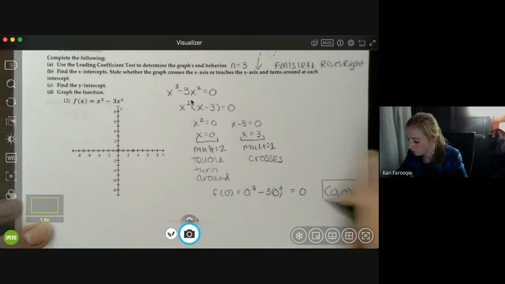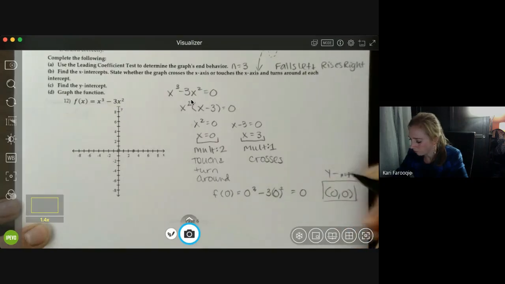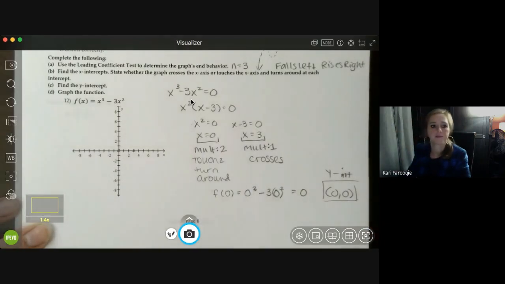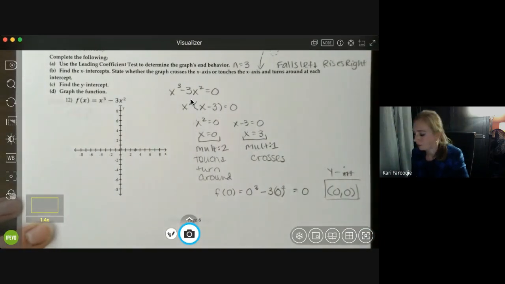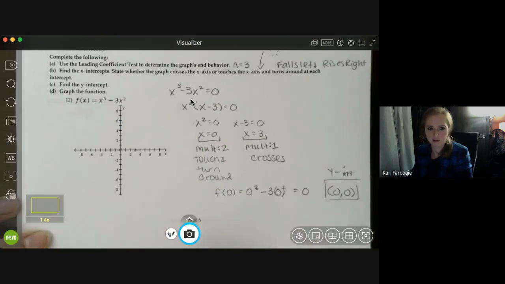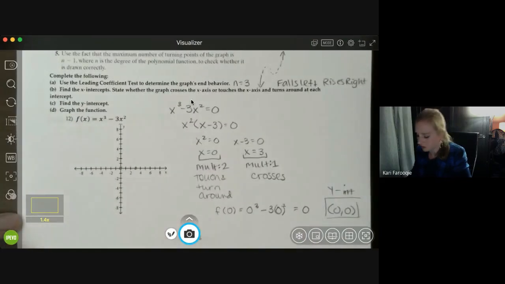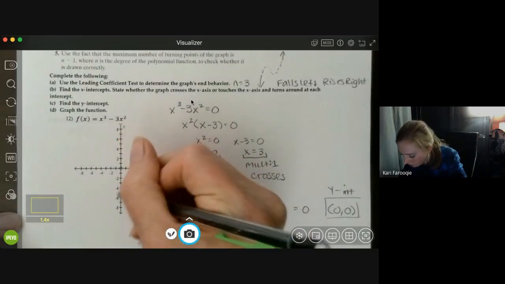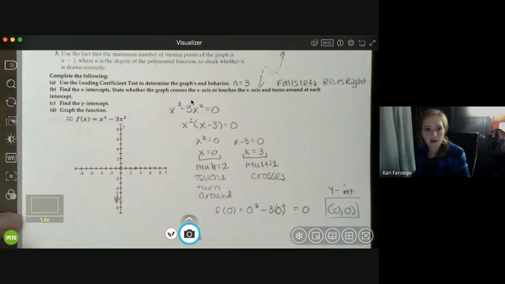Okay, there's your y-intercept. Okay, and then graph the function. So go ahead and plop your end behavior on here now, because when we start talking about what the graph is going to look like when it does these things, we need to have sort of an idea of what's happening on the ends. So we know that's going to fall left, and this is the leftmost x-intercept. So whatever is happening has to occur to the left of this point.